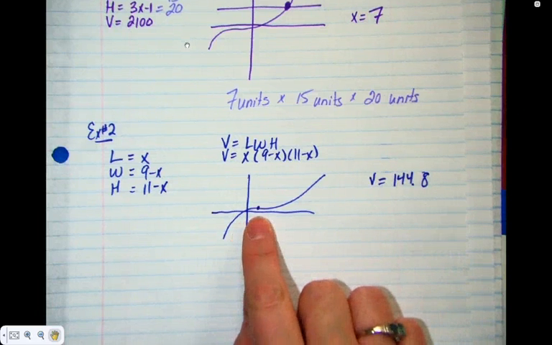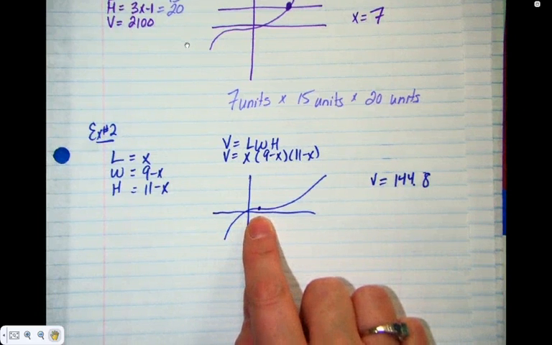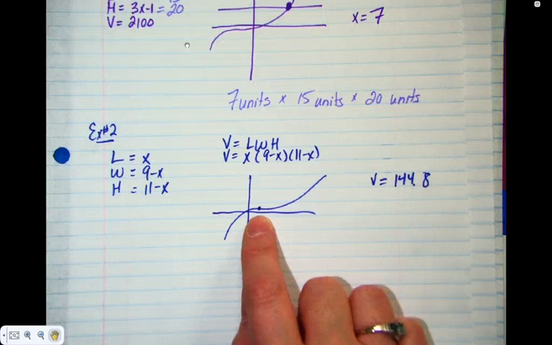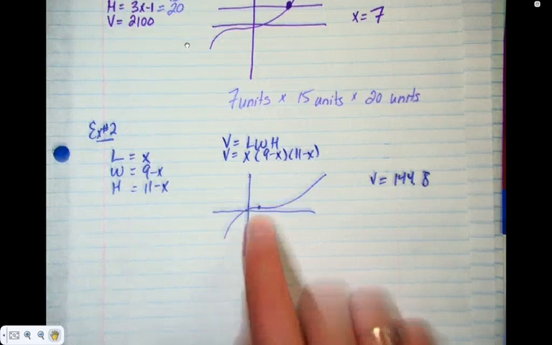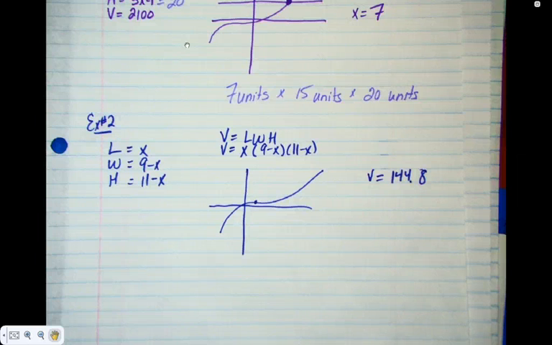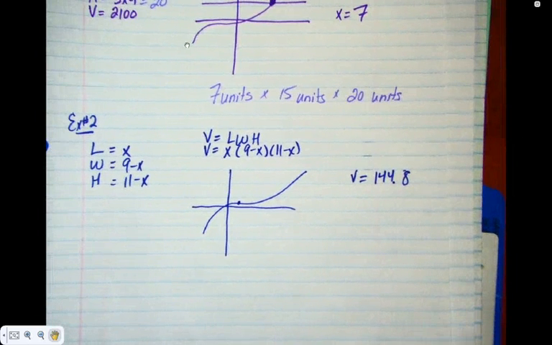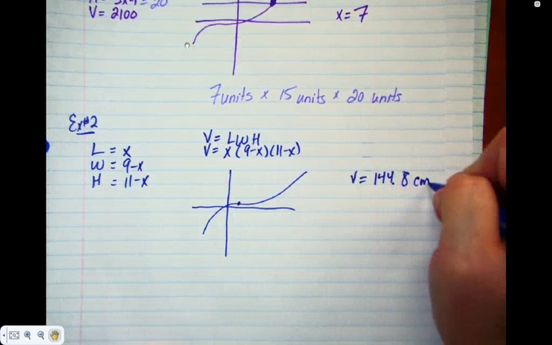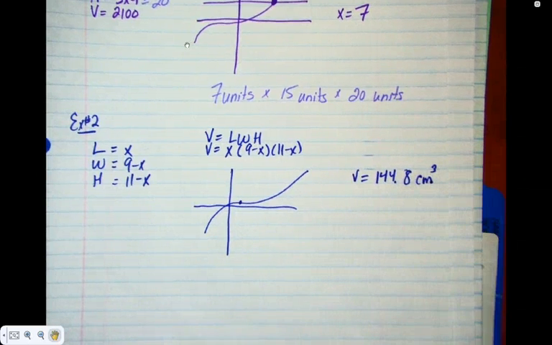Why did I put a little dot here? Because that's the max. So it's just roughly showing the work. I had a graph. I found the max. Here it is. Make sure we check for our units is always the last step. Centimeters cubed, because it's a volume.